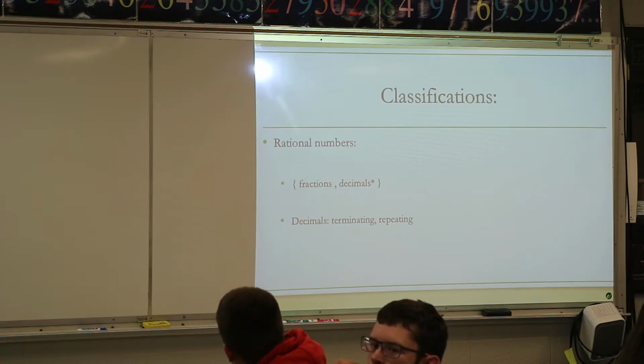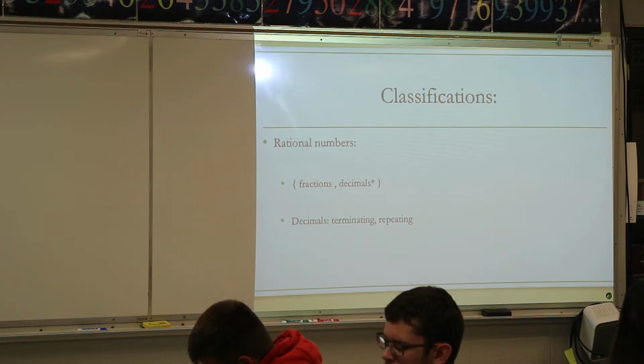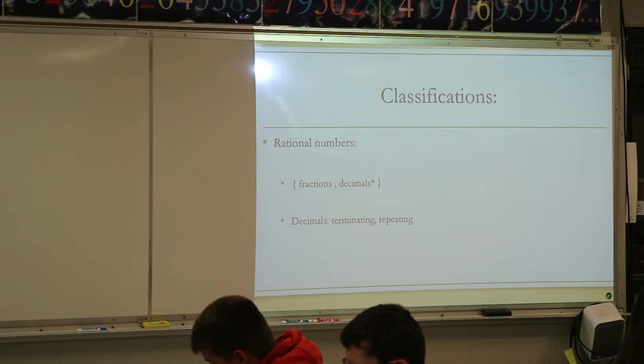Okay, now let's talk about fractions. Give me an example of a fraction that we know of. 1/2. 1/2, half, right? Half's a terminating decimal. On your calculator, take 1 divided by 2. Which is? 0.5. It's a terminating decimal.